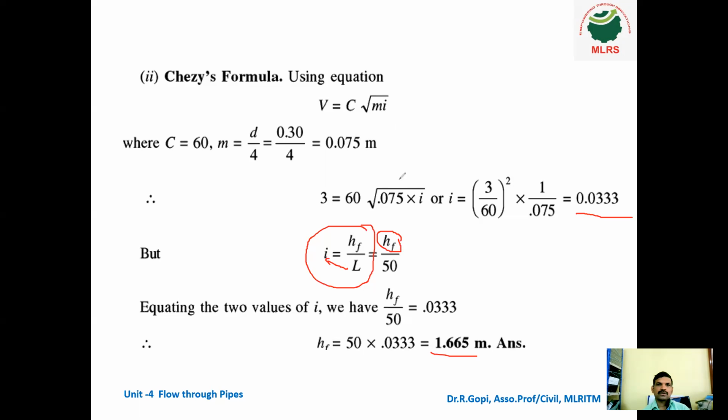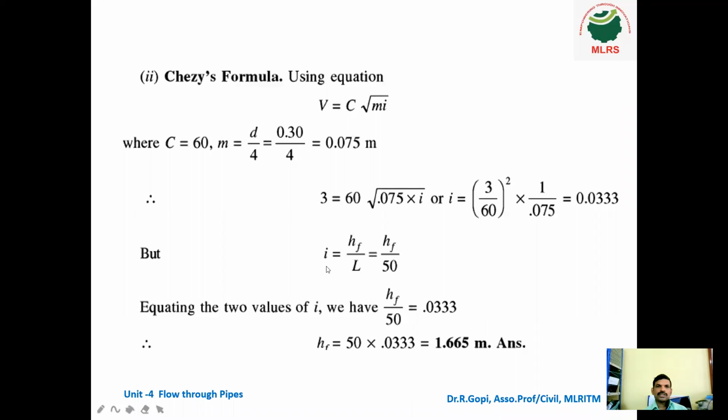So substitute all the values, we can get i value. From this i value, the i formula is hf by L. So i is equal to hf by 50. So hf is equal to 50 into 0.0333. Finally hf is 1.665. So using this Chezy's formula, we calculated hf is equal to 1.665 meter.